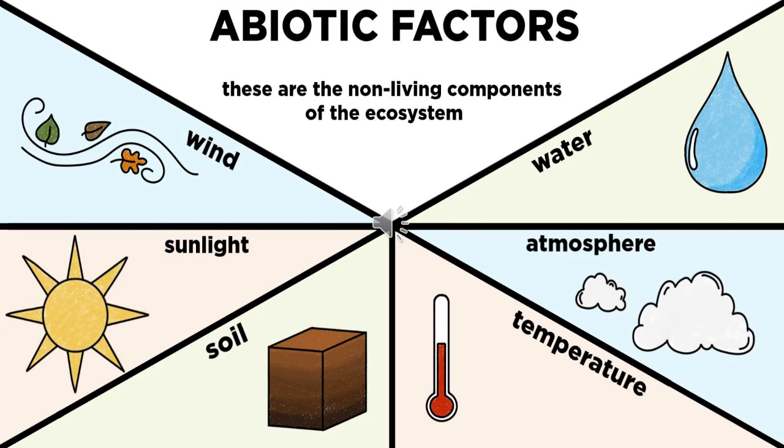First, abiotic components. Abiotic means non-living. Abiotic components include the non-living, inorganic, physical, and chemical factors in the environment. So what are the abiotic components?